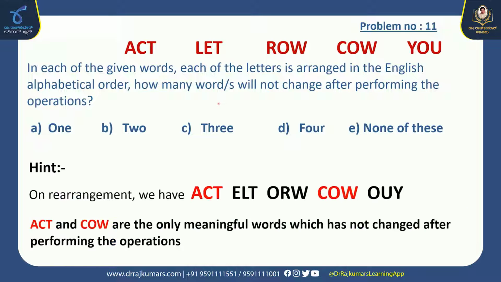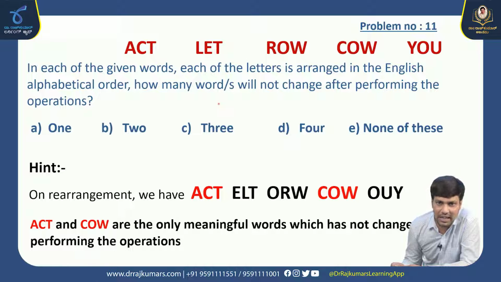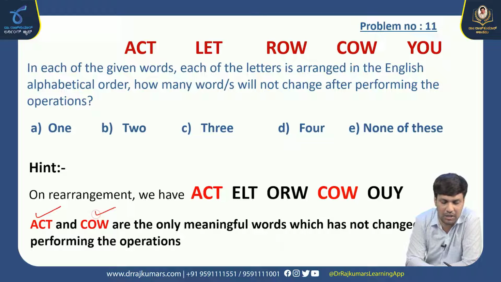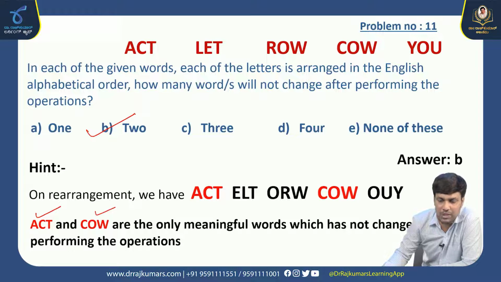Let's check it out now. On rearrangement we have at, elt, orw, cow and you, right? In the English alphabet, in the word at, A is first and T is second. Similarly, in the word let, E is first, L is second and T is third, and so on. On performing this rearrangement, we have only 2 words in which the letter positions are unaltered. So the right option for this question is option B. Moving on to our next question.